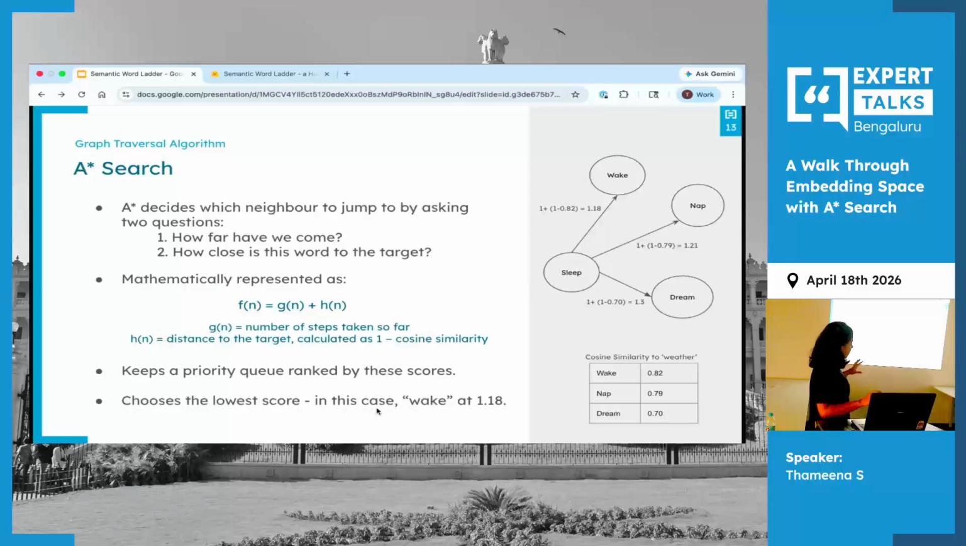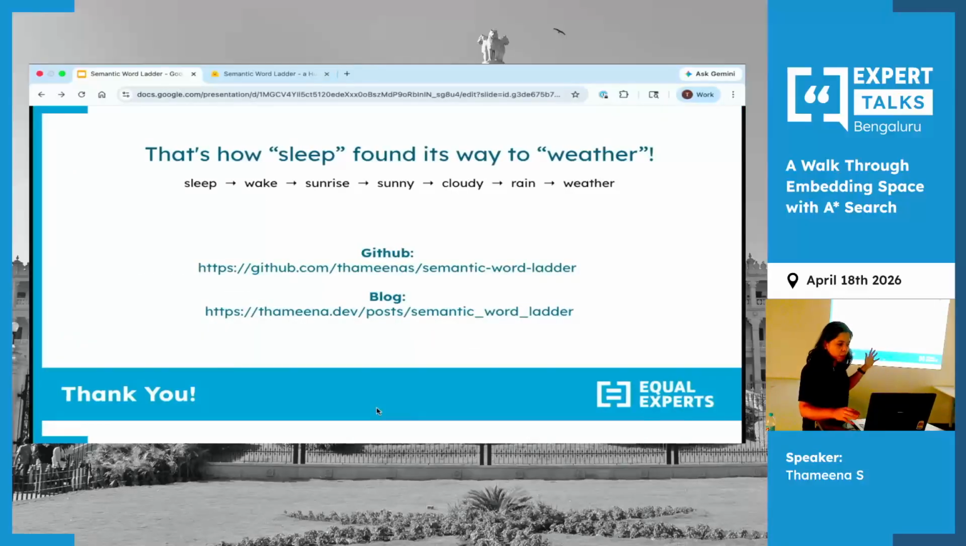And this way it actually finds a good path to the target node without really getting stuck. So this is just another algorithm that you can use to solve this problem efficiently. And that is how you get from sleep to weather using embeddings, cosine similarity, and A star search. That's it, a very small project that I had built to explain all these concepts well.